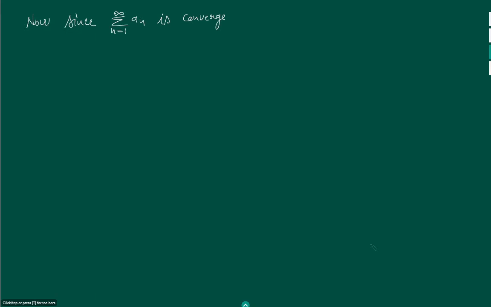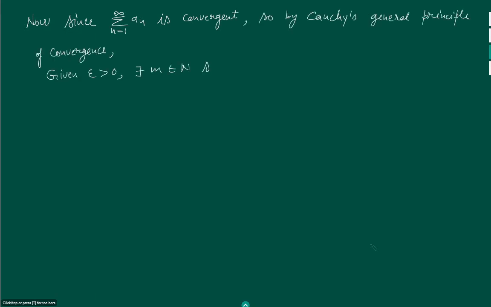Since summation An is convergent, by Cauchy's general principle of convergence, given any real number epsilon positive, there exists a natural number m such that the absolute value of Am plus 1 plus Am plus 2 plus up to An is less than epsilon for all n greater than or equal to m. This is Cauchy's general principle of convergence.